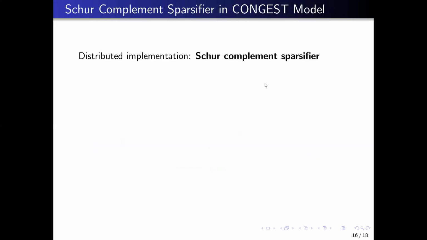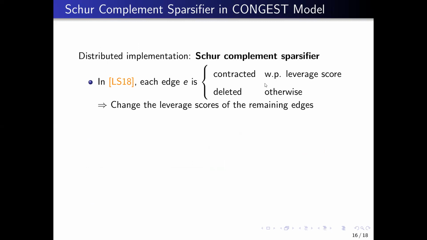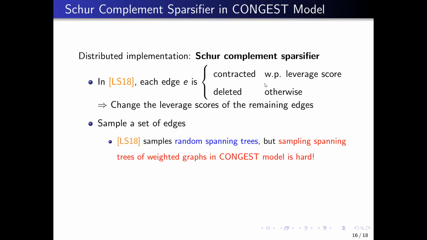Now we implement the Schur complement sparsifier in the CONGEST model. The work of Li and Xiaorui is a sequential algorithm for Schur complement sparsifier. Each edge is contracted with probability being its leverage score or deleted otherwise. Contracting or deleting an edge would change the leverage scores of all the remaining edges. In order to avoid a lot of recomputation, instead of dealing with only one edge at a time, Li and Xiaorui sample random spanning trees from which one subset of tree edges is deleted and another subset of tree edges is contracted.